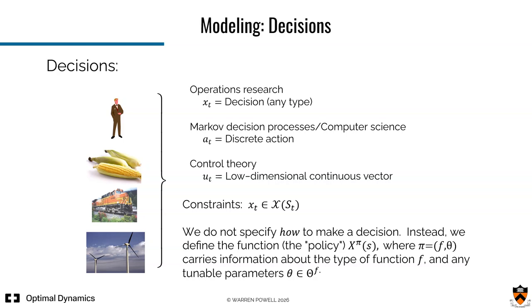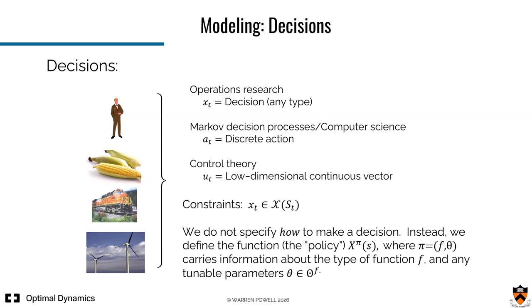Once again, in operations research, X is a decision. Anytime you see X, it's a decision. Markov decision processes like to use action A. That was introduced by Bellman. In control theory, they like to use U. I use X. By the way, in the MDP community, A is almost always a discrete action. And in control theory, U is typically a low-dimensional continuous vector, like the forces you put on a robot. X can be anything. It can be binary or discrete or continuous. It could be scalar or vector.